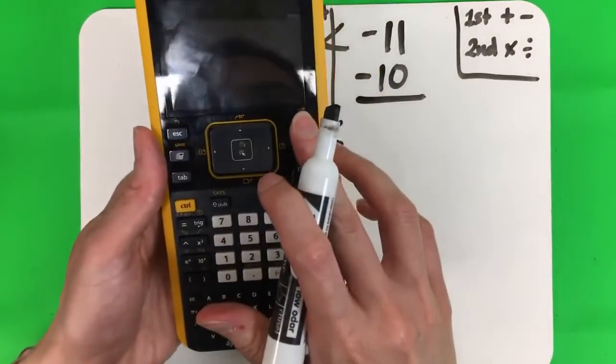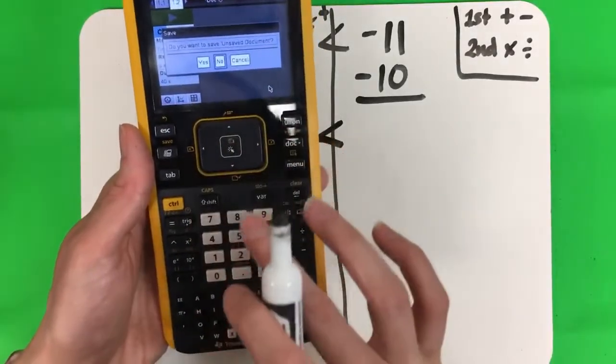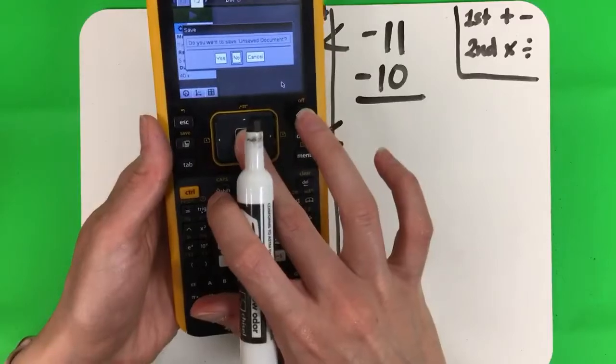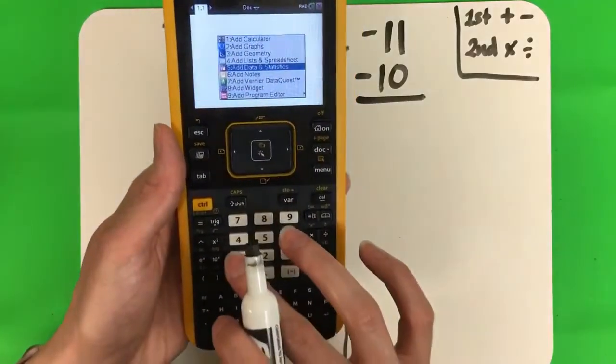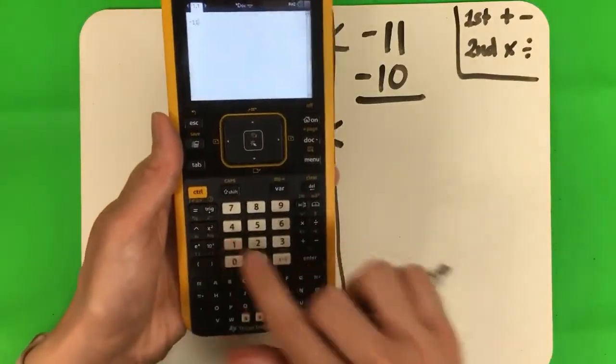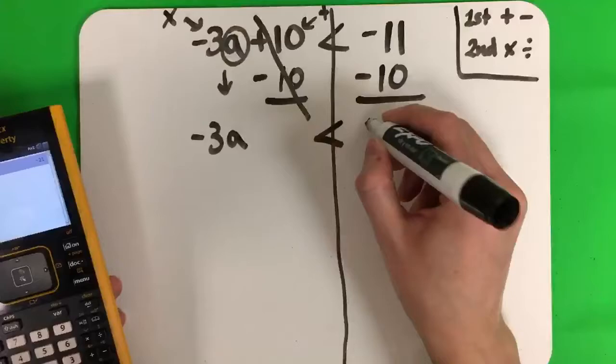Well, let's go ahead and do that in our calculator. Remember how to do that. All right, so negative 11 minus 10, enter. Negative 21.